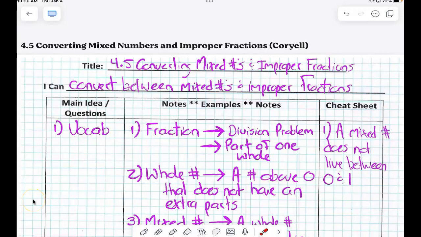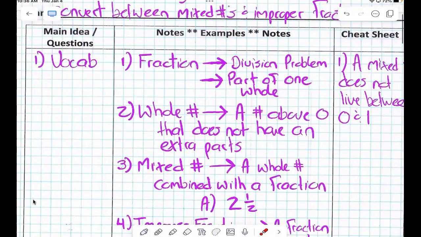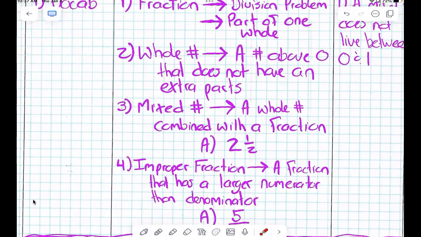Today we're working on 4.5, converting mixed numbers and improper fractions. Can you convert between impropers and mixed? Yes. A fraction is simply what? A division problem. Love it. A whole number has to be above what number? 0. And a whole number never has what? Never has extra parts. So a mixed number actually is a whole number combined with what? A fraction. So there's my whole number, there's my fraction, right?